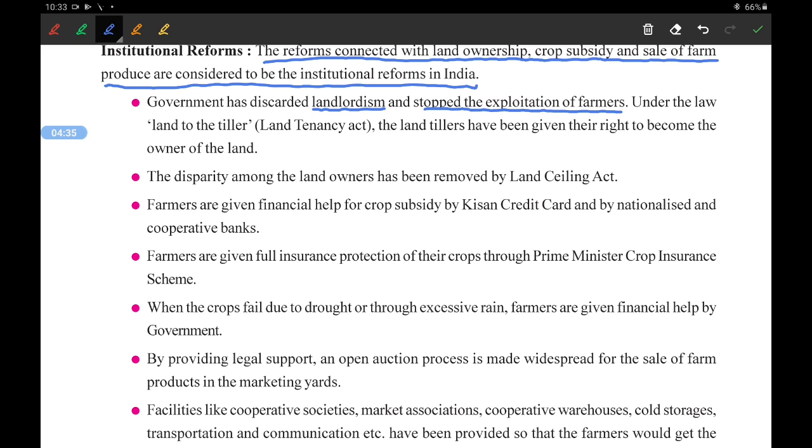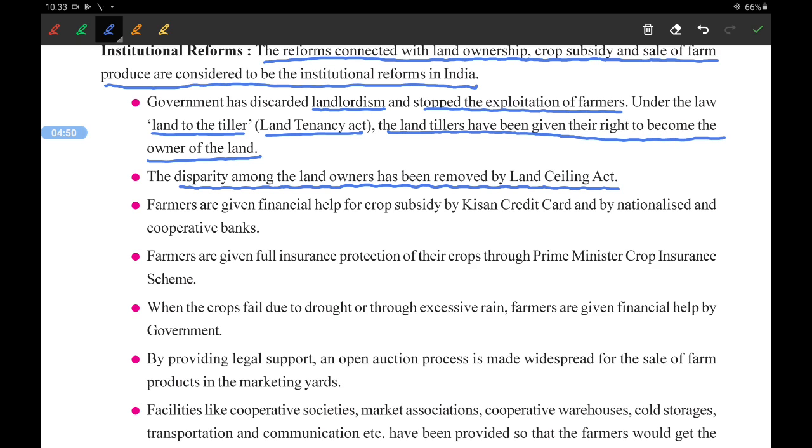Under the law of land to the tiller, that is the Land Tenancy Act, the land tiller has been given the right to become the owner of the land. Second, the disparity, meaning variation among the landowners, has been removed by the Land Ceiling Act. So now the variation was removed. Third, farmers are given financial help of crop subsidy through the Kisan Credit Card and nationalized and cooperative banks. So they are given loans at a very low rate.